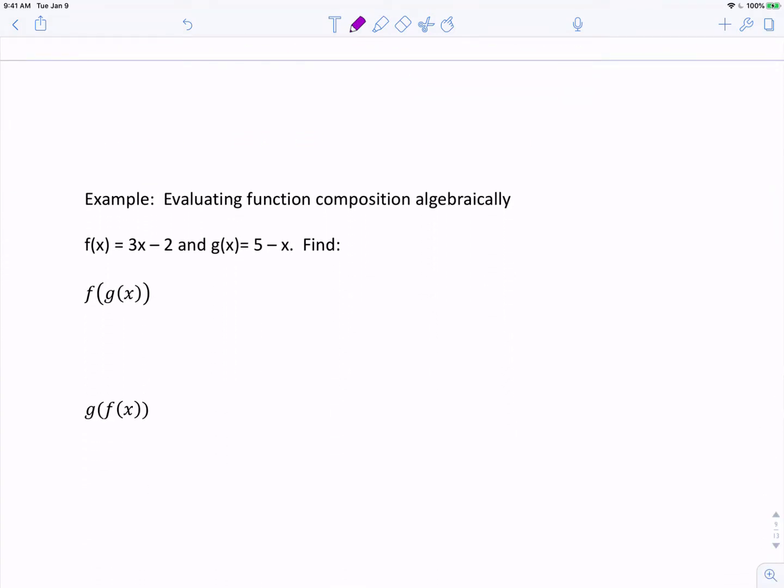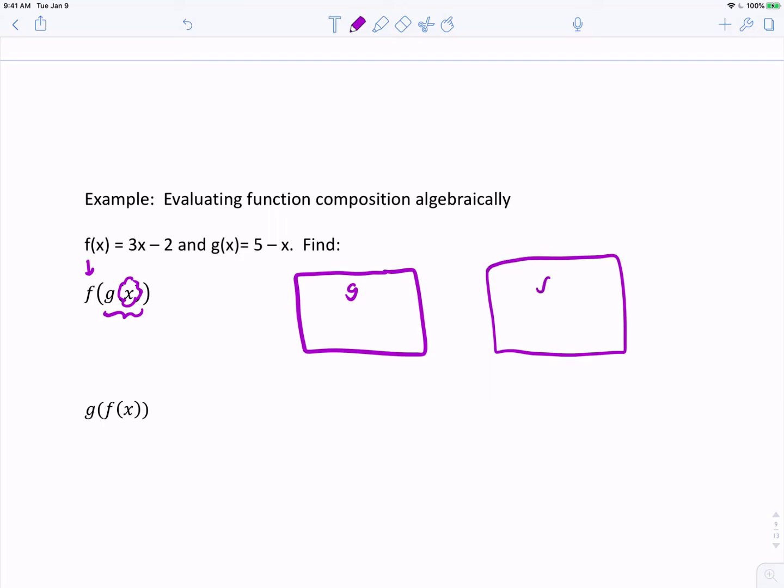Let's practice using the parentheses notation. Now, when you have parentheses notation, the first function you're going to apply is g, the one inside the parentheses, and that's going to be followed by x. Notice that in this case, our input is not a number, but a variable. So our answer is going to be a variable. Let's set it up with boxes. First we're going to apply function g, and then function f. And g is 5 minus x, and f is 3x minus 2.